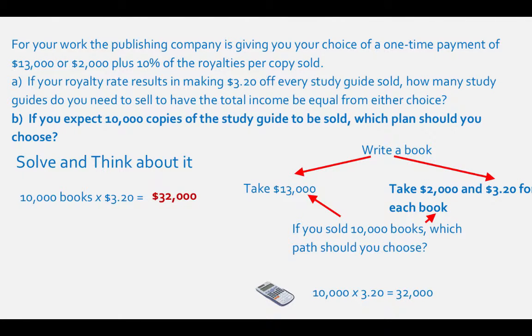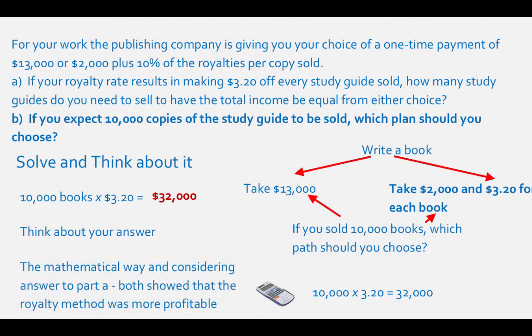Now let's think about this answer. The mathematical way tells you to take the royalty method of being paid, and your answer to part A also showed you the most profitable option would be to take the royalty method of payment. Hopefully this video gave you some tools you could use to solve chemistry or any type of problem.